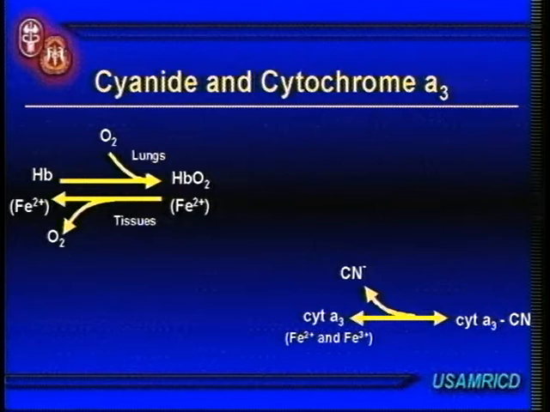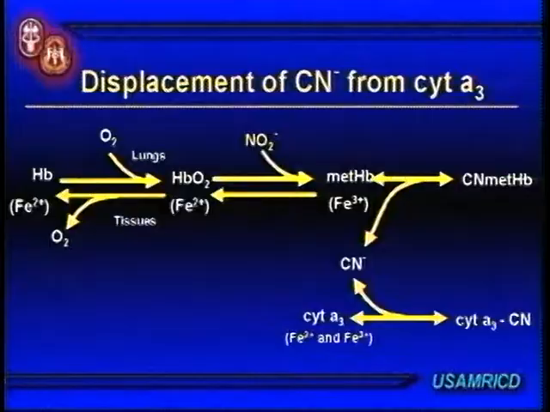And in the tissues, oxyhemoglobin gives up oxygen and becomes deoxyhemoglobin again. Both of these are in the ferrous form. Cyanide doesn't like them very much. Cyanide given to the body, if all it sees is this and this, it'll go to this because it likes to combine with the cytochrome A3. So we want to give cyanide something else, something that's definitely in the ferric form.